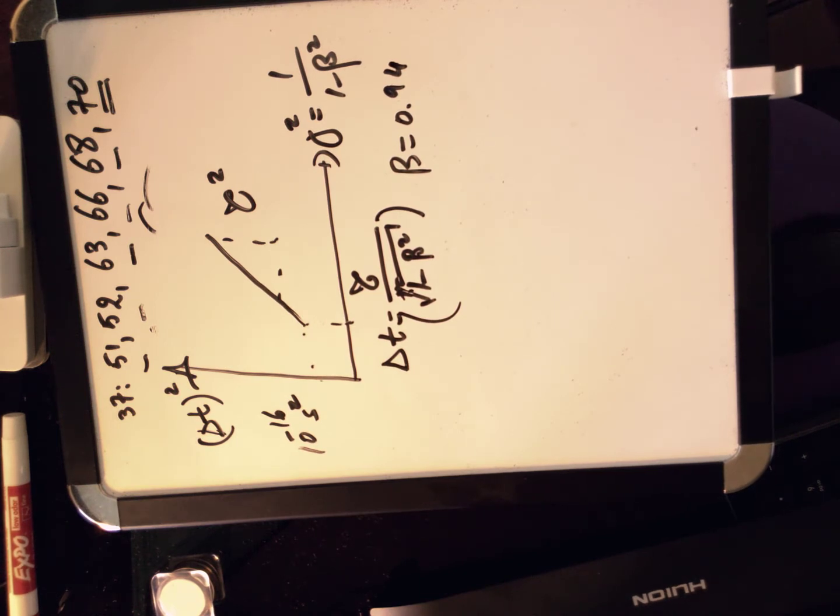So in here, the question is, use the best fit line to calculate the mean lifetime of the particle in its rest frame.